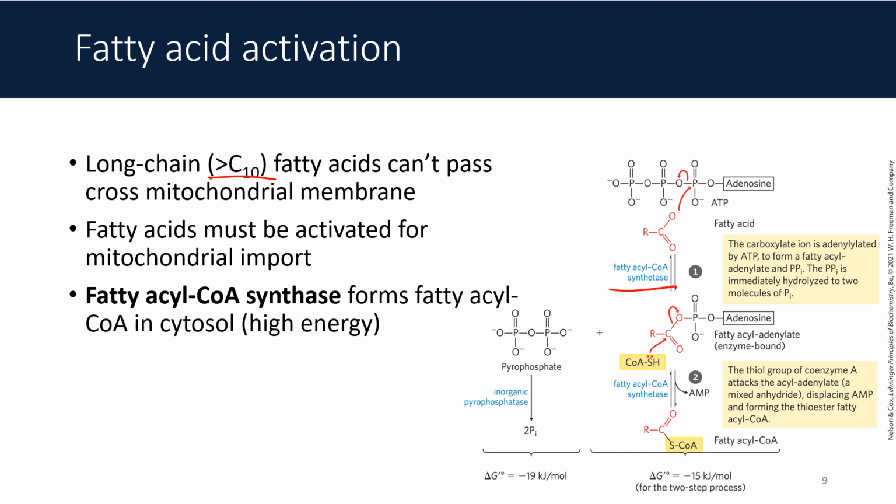This is a two-step ATP-dependent enzyme that is going to first coax the carboxyl end of the fatty acid to nucleophilically attack an ATP molecule, like so. It's going to attack that phosphorus, and it's going to induce the cleavage of this whole pyrophosphate moiety, giving us a high-energy fatty acyl adenylate intermediate, and this is going to be bound to the enzyme.